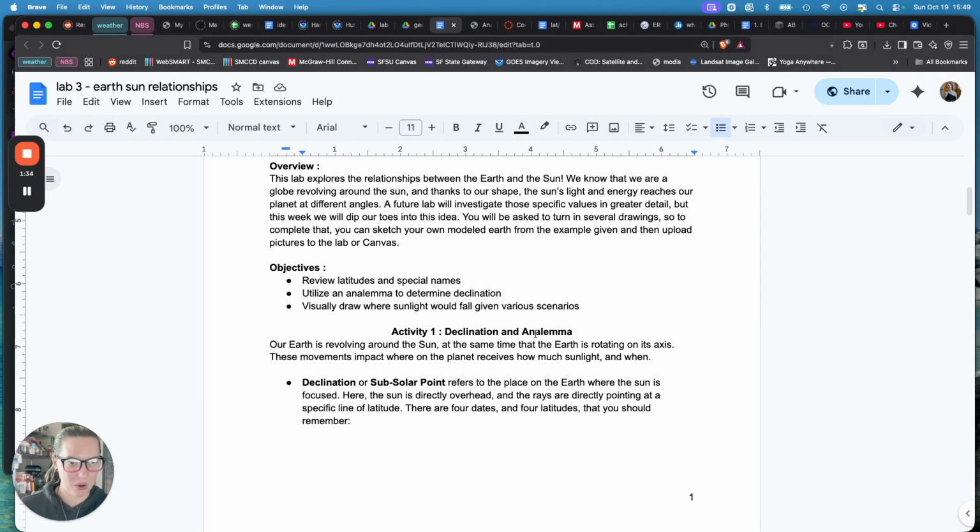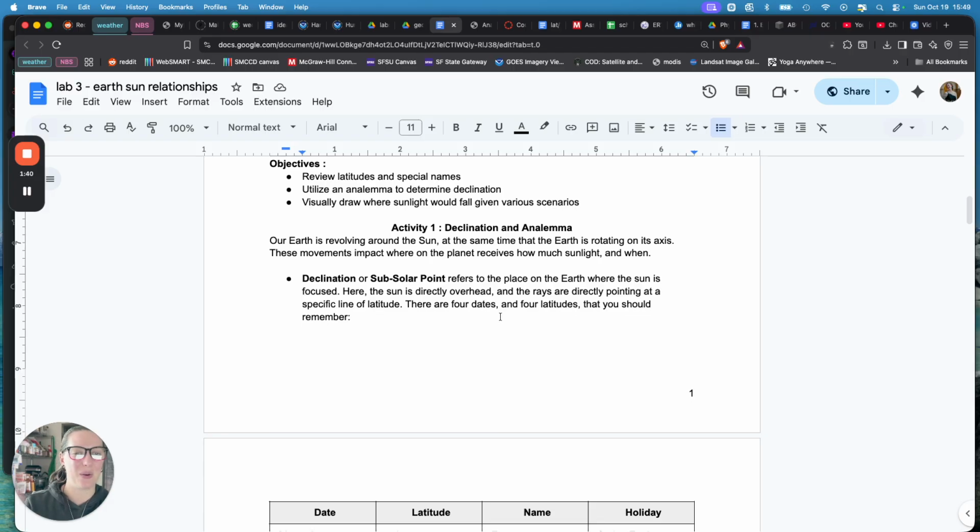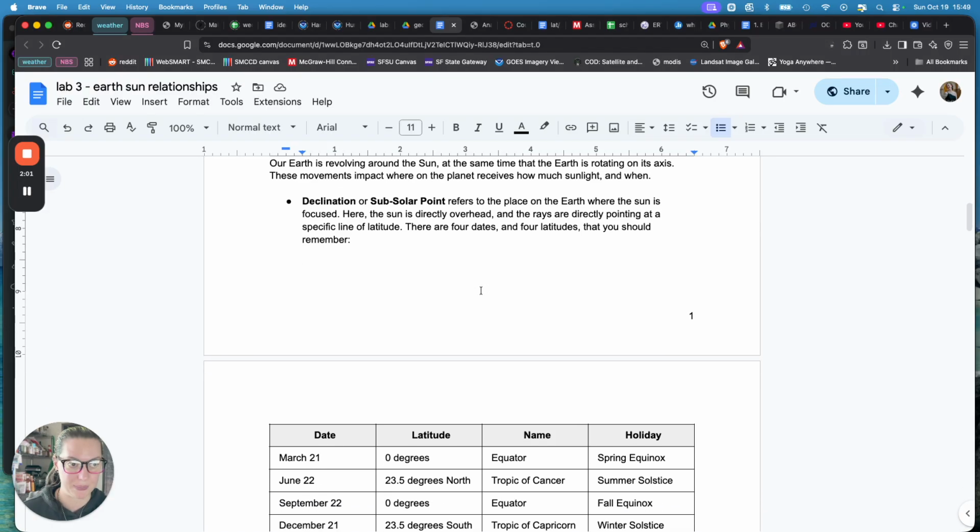So you can read through the overview and objectives on your own, and kind of working through this idea of something called declination and analemma. So we know that the Earth is revolving around the sun. At the same time, our planet is also revolving around its axis. This helps determine sun angle on our planet. And that's something that we call declination or a subsolar point.